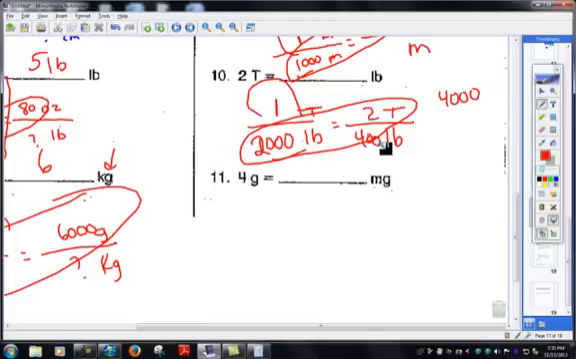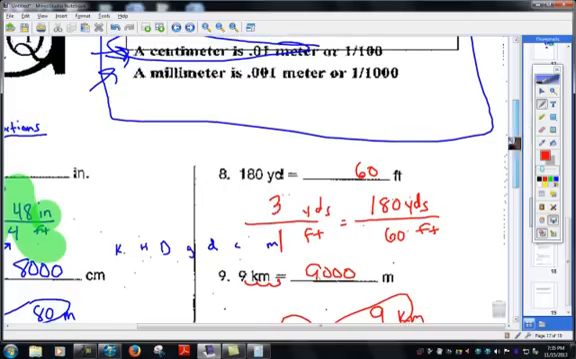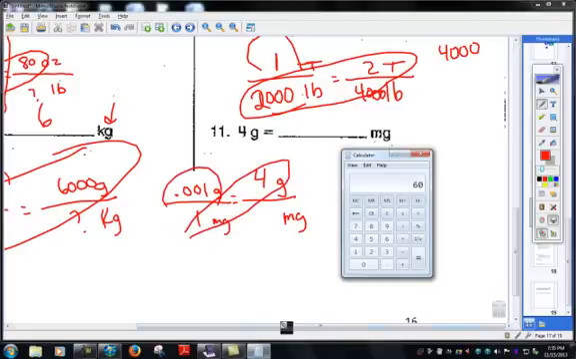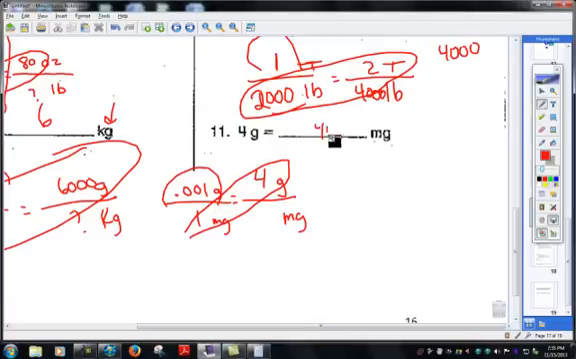Okay? 4 grams to milligrams, so I got 4 grams, and I'm comparing it to some amount of milligrams. Let me go up to my conversion factor up here. Okay? It says that milli, and it's all about the root word milli. A milli is 0.001 meters, or grams. So this is going to be 0.001 grams per milligram. Cross multiply, and then you divide. 4 divided by 0.001 is 4,000 milligrams.